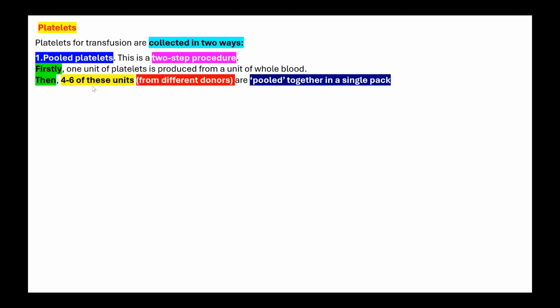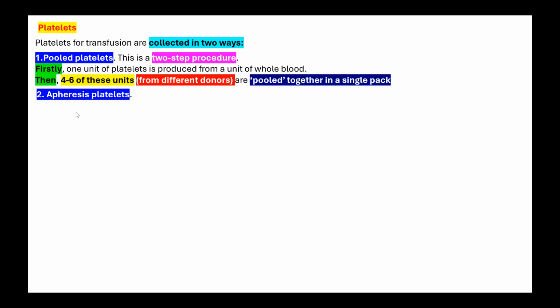Then 4 to 6 such units from different donors are again done like this, and then all the things are clubbed together. So patients with different blood groups, they are all clubbed together, and this is called the pooled platelet in a single pack.